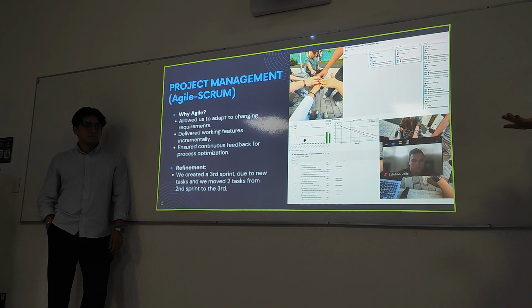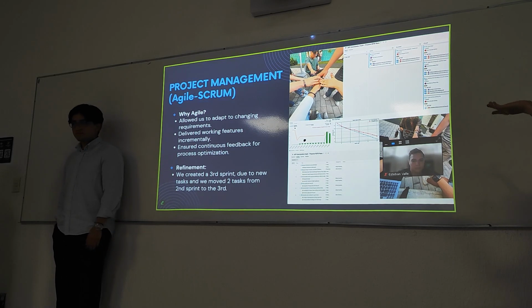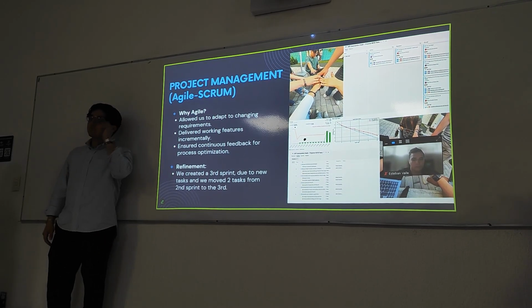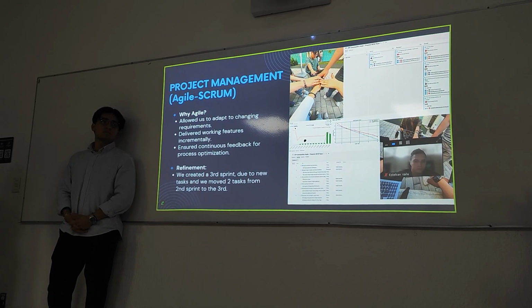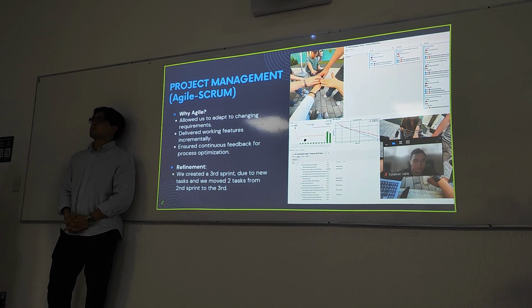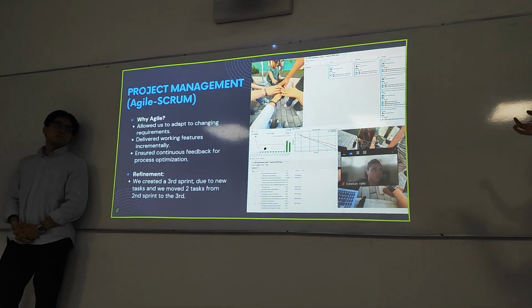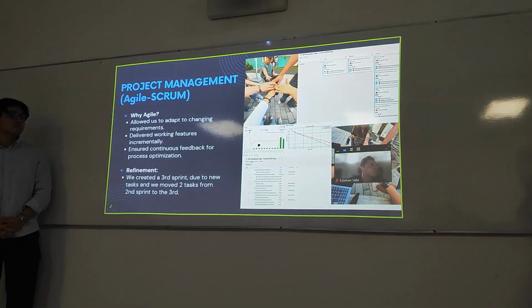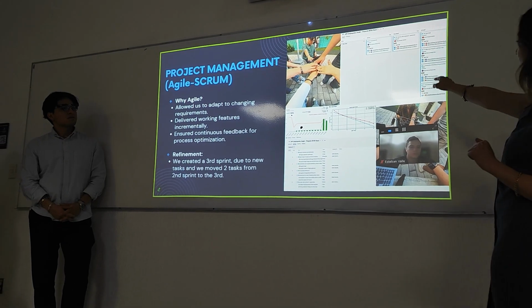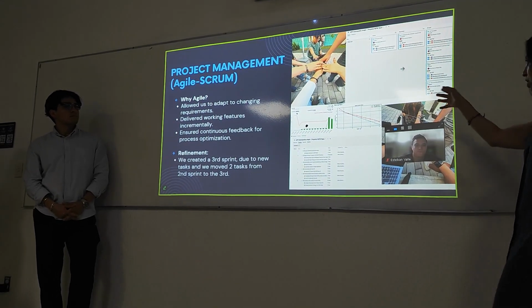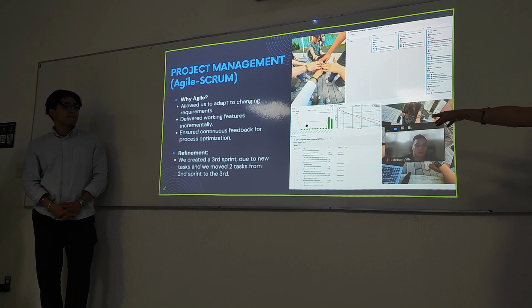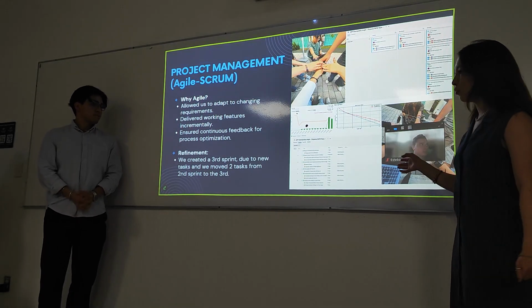For the agile methodology, we include refinement, and in our case, we had to create a third sprint due to new tasks that we included and tasks that we could not finish in time, so we moved tasks from the second to the third sprint. Here you can see some of our daily meetings, our Kanban board, our burn down and up chart, and here for example our sprint number 2.